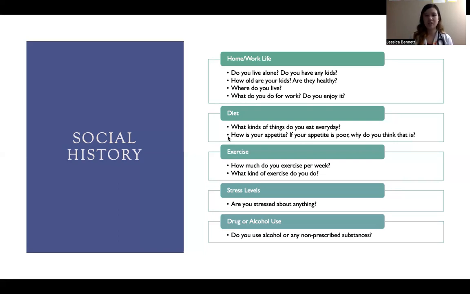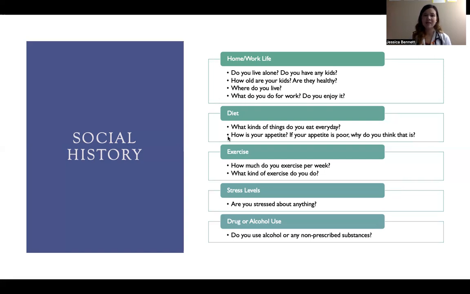The next section of the social history is stress levels, and you can ask a patient if they're stressed about anything and expand with follow-up questions if they do indicate they are stressed about something. And the reason why we include this section in the medical history is because stress can often make some medical conditions worse. So as doctors, you really want to know whether or not a patient is experiencing any current stress in their life.